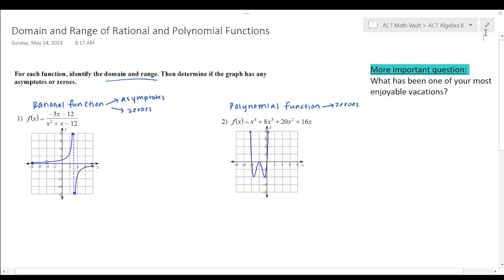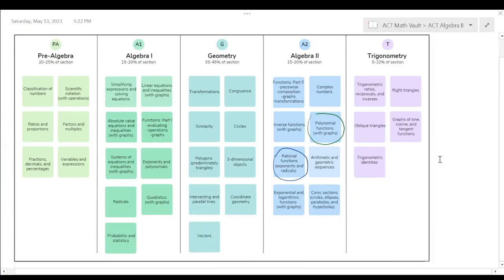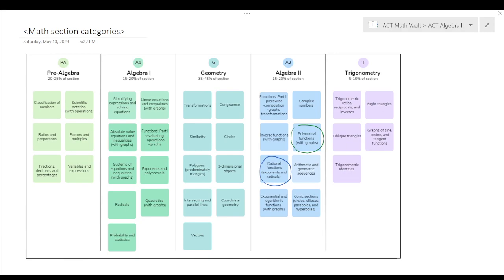So to understand where all of this falls in the grand scheme of everything on the ACT, it's under Algebra 2, and we're doing a little bit of rationals and a little bit of polynomials here.